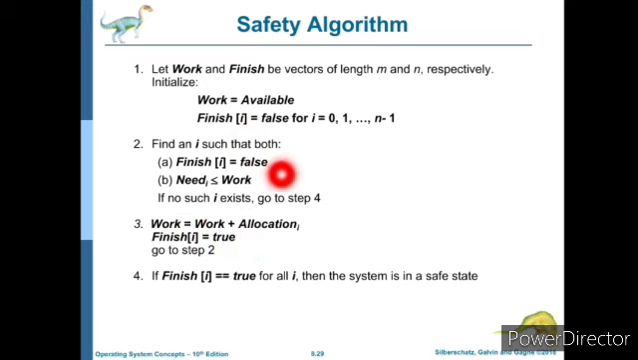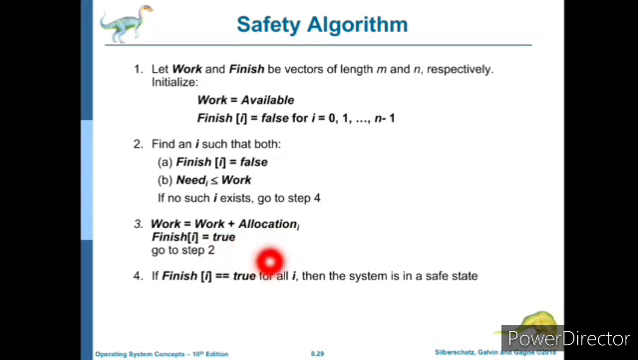Then again we'll find the next process which has not completed its task, then find out its need. If it is less than or equal to work, then again we'll go to step 3. Suppose if no such condition appears, if one of the conditions is false, or if both the conditions are false, then if no such i exists, we'll go to step 4.